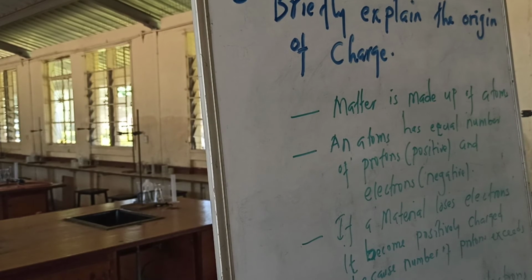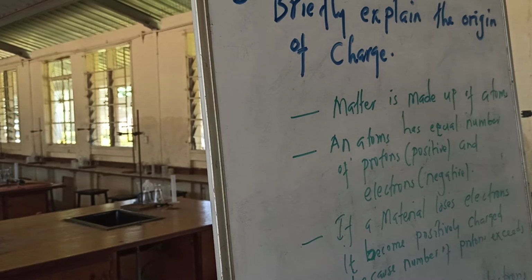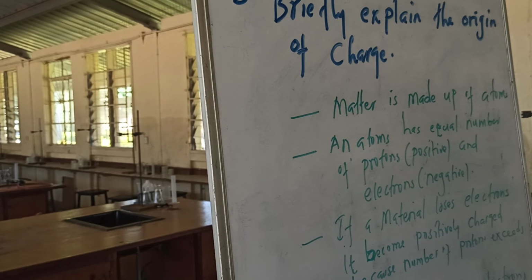It ends up having more negative charges than positive charges. So the material becomes negatively charged. So in short, how do we end up with a positively charged material? When that material loses electrons. How do we end up with a negatively charged material? When that material gains electrons. I hope now you are able to explain this.